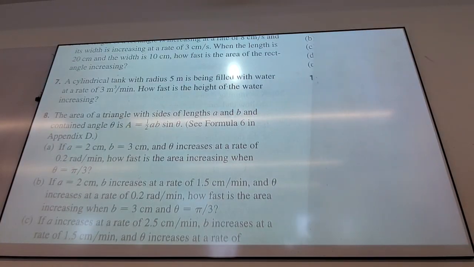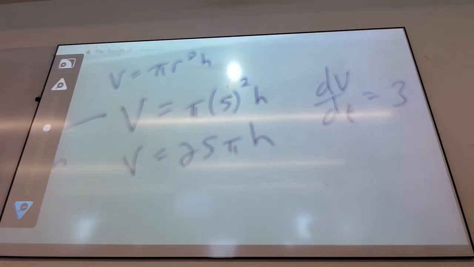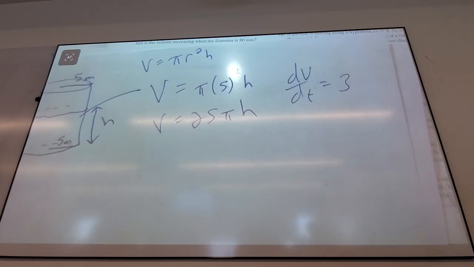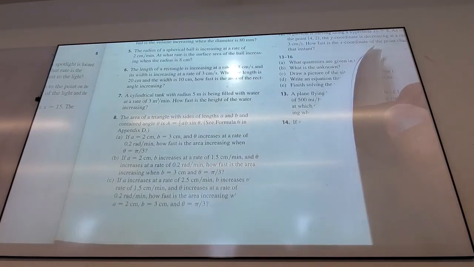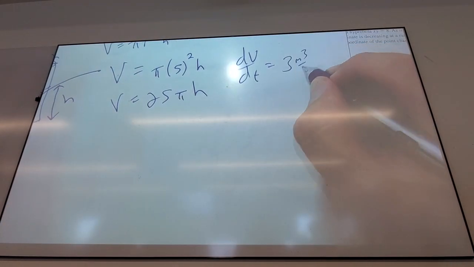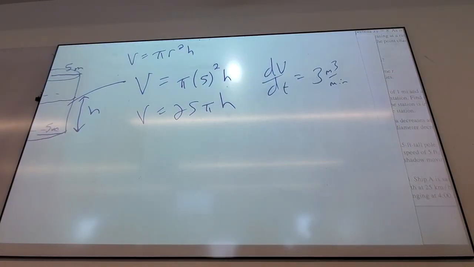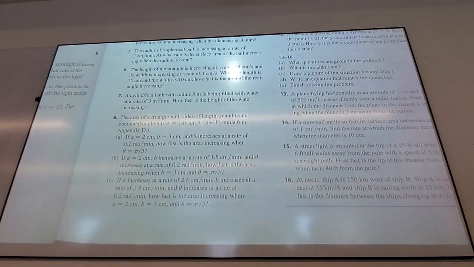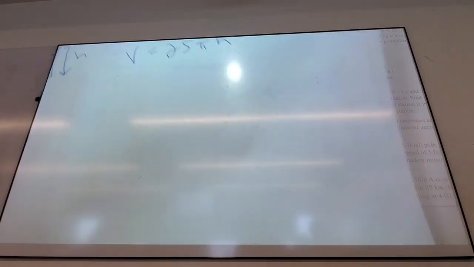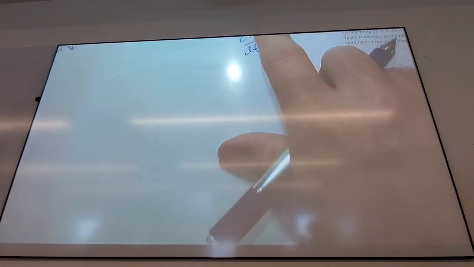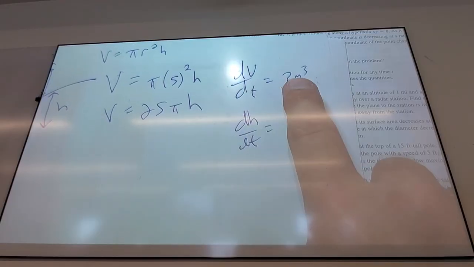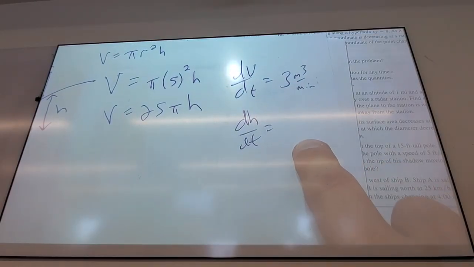dV dt. So you write down what they tell me. They tell me dV dt is 3, it's being filled with water. Do you understand if there's a leak and water was leaking out, I would make that negative. Does that make sense? Okay, so this is per minute. And what do they ask me for? What does the question want to know? dH dt. If you just take a minute, symbols for what they tell you, symbols for what they ask you.